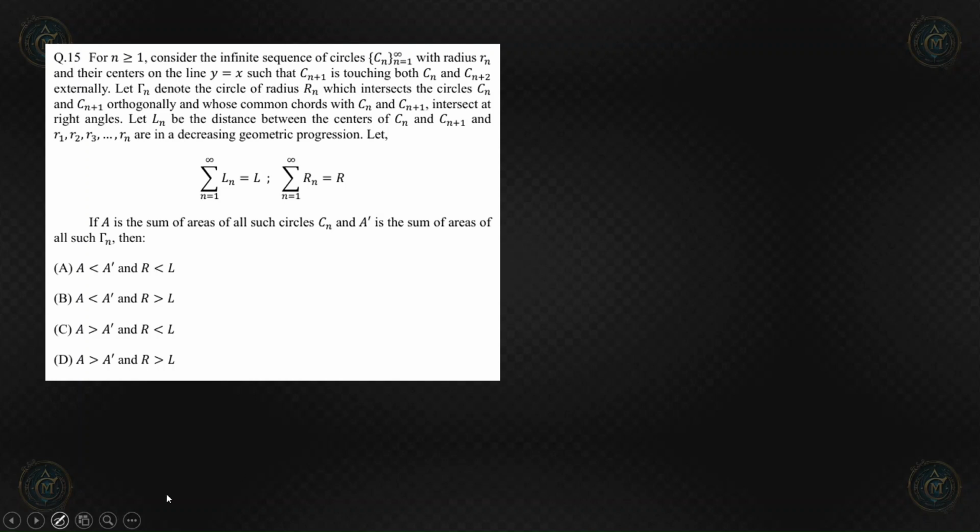ठीक है. इसमें हम ड्रॉ कर सकते हैं. हमारे पास ये लाइन है y equal to x. ओके. एंड इसके ऊपर ये C1 है. देन C2 है एंड C3 है. अब देखो क्वेश्चन में बोला गया है कि Cn plus 1 is touching both Cn and Cn plus 2 externally. And also the centers of all the circles must lie on this straight line y equal to x, right? So what will be the diagram here? Diagram will be like this.